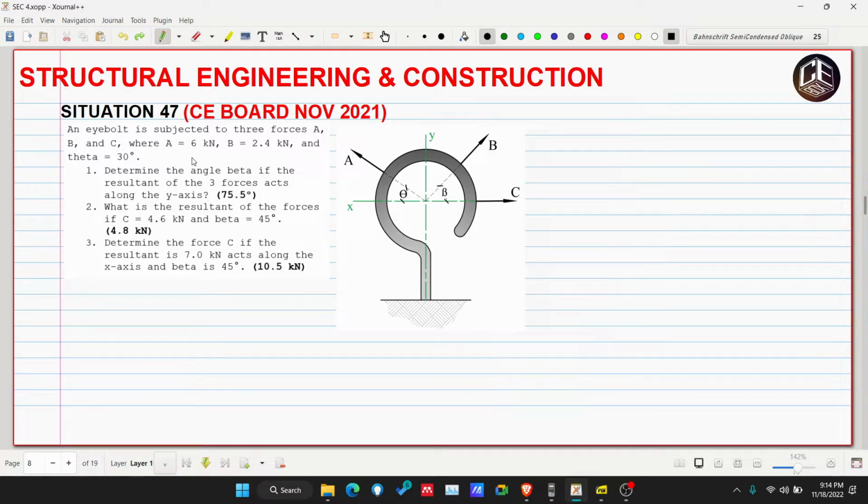An eyebolt is subjected to three forces A, B, and C, where A is equivalent to 6 kN, B is equivalent to 2.4 kN, and theta is 30 degrees. Number 1, determine the angle beta if the resultant of the three forces acts along the y-axis.